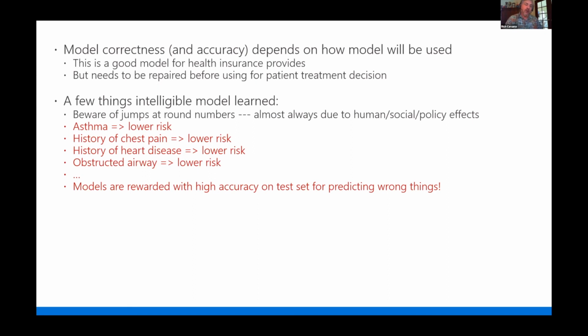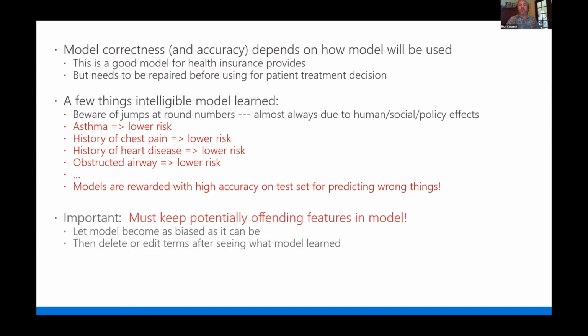Now, there's another way you might think you could fix this. You might think that you could remove features like asthma and heart disease from the model, and then it just wouldn't be able to predict that heart disease patients were lower risk because it wouldn't know that they had heart disease. There's a problem with that, which is that the bias is actually coming from the training signals, not from the input features. Input features, if measured correctly, are just facts about the world. They're not biased.